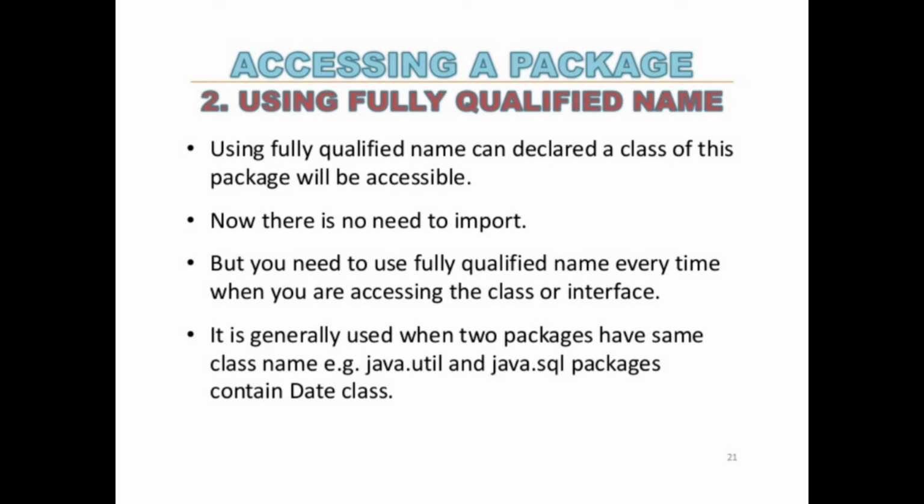And next one is using the fully qualified name. Using the fully qualified name, you can declare a class of this package and it will be accessible. Now there is no need to import, but you need to use the fully qualified name every time you are accessing the class or interface. It is generally used when two packages have the same class name. Example: java.util and java.sql packages contain the Date class.